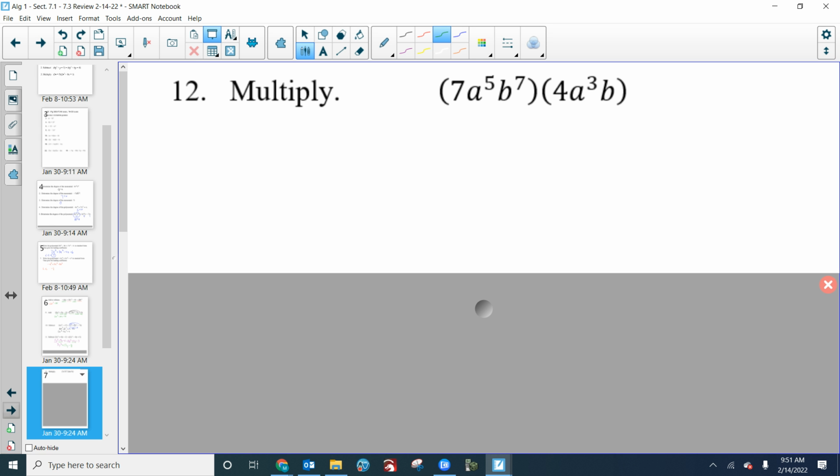Now we're multiplying, right? What do we do with our exponents on variables now? Now we add them. Guys, before we didn't touch the exponents. Now we're changing our mindset.